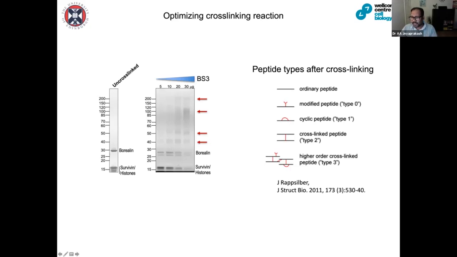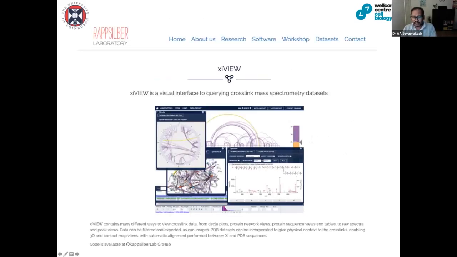Once the cross-linked peptides are identified, they can be visualized using visualization programs such as the one developed in Juri Rappsilber's lab called xiVIEW. This allows you to visualize the crosslinks in different ways, as a linear view or a circular view, or you can map the crosslinks onto the available three-dimensional structure. So that's a very brief overview of the workflow that's involved in cross-linking mass spectrometry.